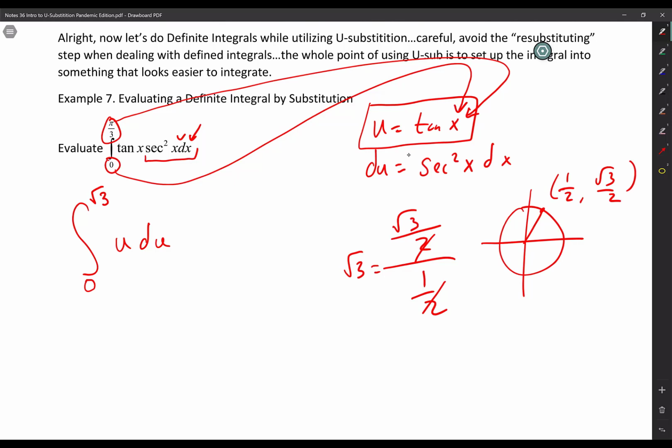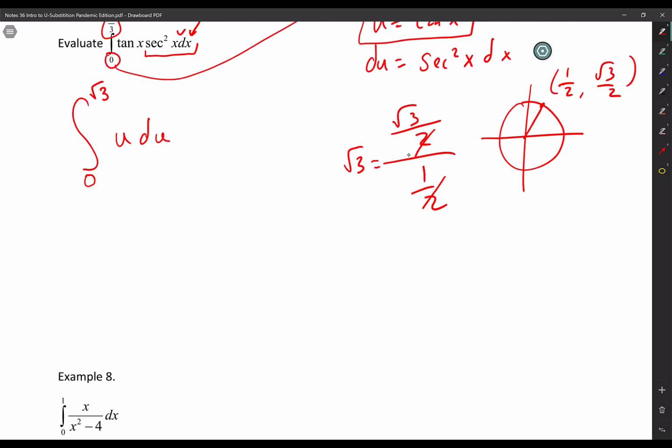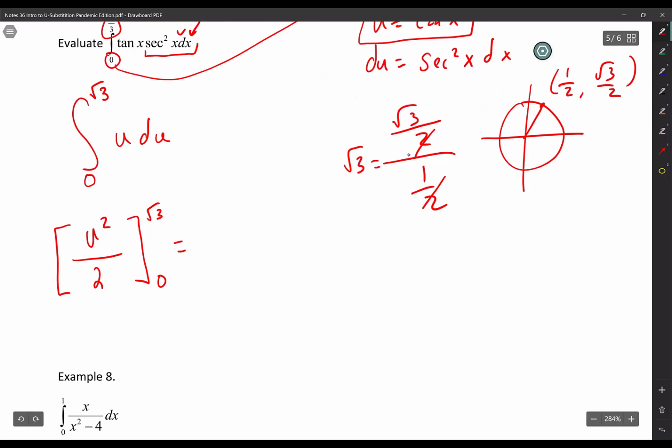All right, there it is. There is no reason to go back to your x. No, there really is no reason to go back to the expression x here. You're going to leave it in terms of u. So here we go. Antiderivative of u squared over 2, and I'm evaluating this from 0 to square root of 3. Fundamental theorem of calculus, upper minus lower.